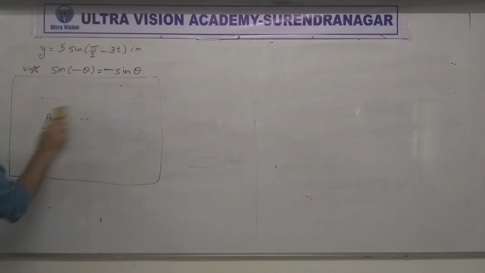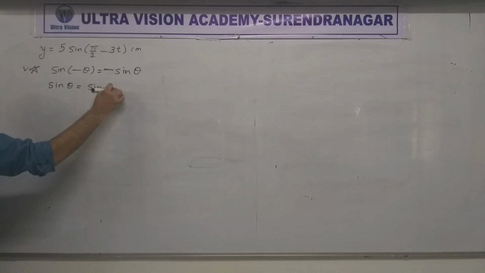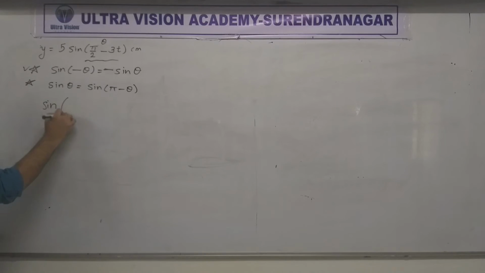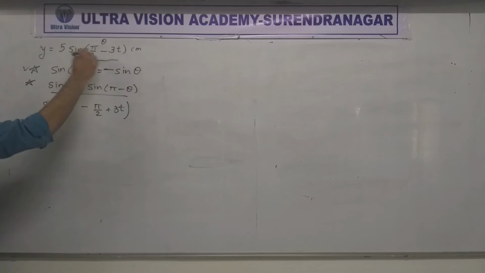Well, we can use some other property of sine. And that is sine of theta is equal to sine of pi minus theta. Pi means 180. So take this whole thing as theta. Then this will become sine of pi minus theta. Did you understand this? Raise your hand. I use this property, pi minus theta. What's theta? This whole thing is theta.